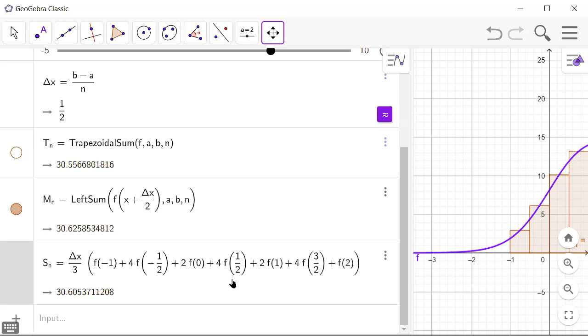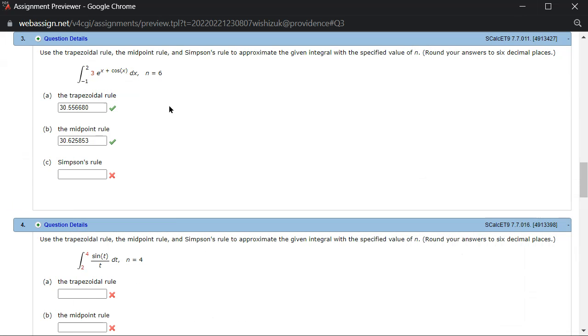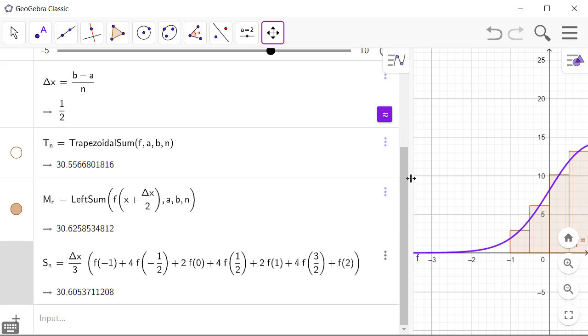So for Simpson's rule, it looks like we have 30.605371. Let's type it in. We have 30.605371. Let's check the answer. I came back and it looks like we got Simpson's rule correctly as well. All right, that's it. I hope that this was clear.